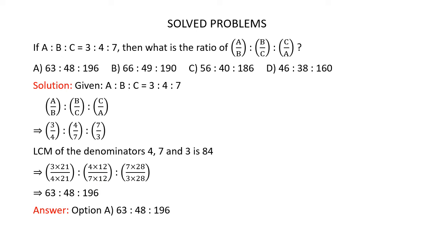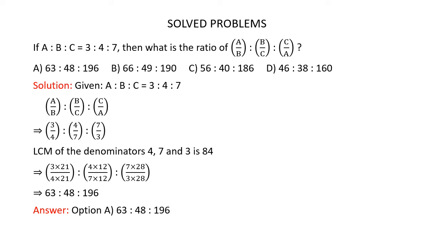Now in the fraction 7 by 3, to make the denominator as 84, you have to multiply 3 with 28. So multiply both the numerator and the denominator with 28. So you have 7 multiplied by 28 divided by 3 multiplied by 28, which is nothing but 196 divided by 84. So now you have 63 by 84 is to 48 by 84 is to 196 by 84.